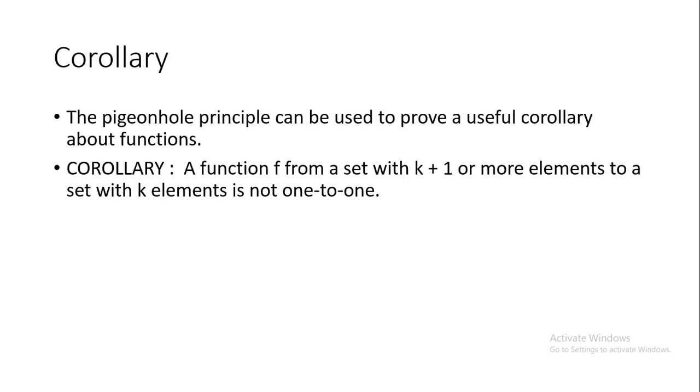Next, see the corollary of the pigeonhole principle. The pigeonhole principle can be used to prove a useful corollary about functions. What is that corollary? A function f from a set with k plus 1 or more elements to a set with k elements is not one-to-one. In this corollary, the function f is from a set containing k plus 1 or more elements to a set with k elements, and the conclusion is that it is not one-to-one.